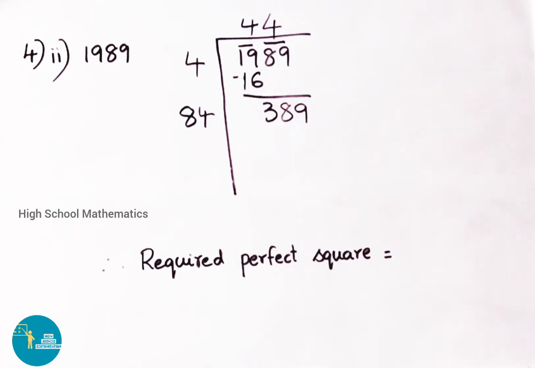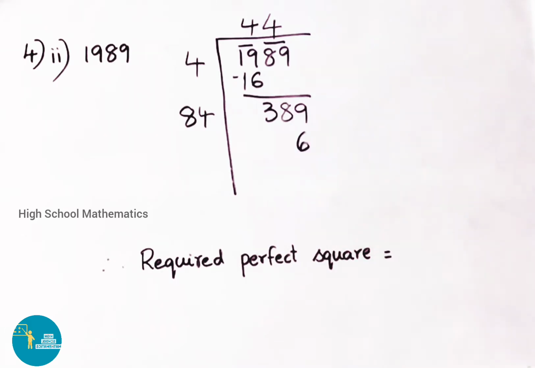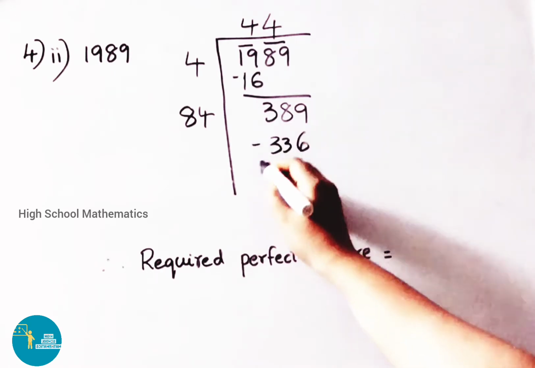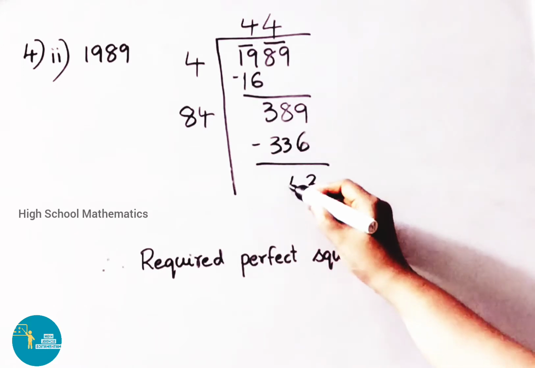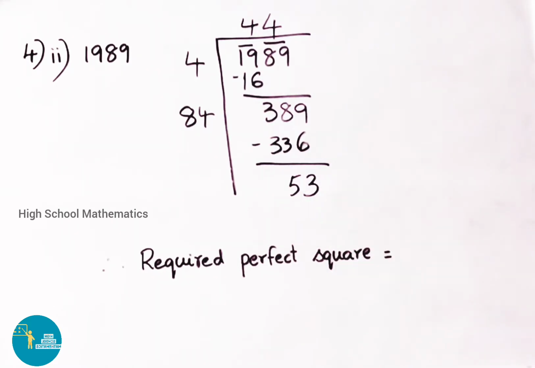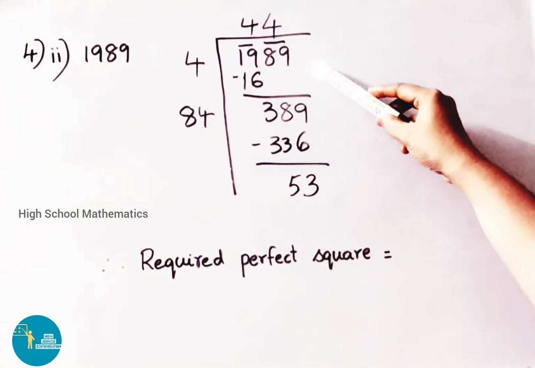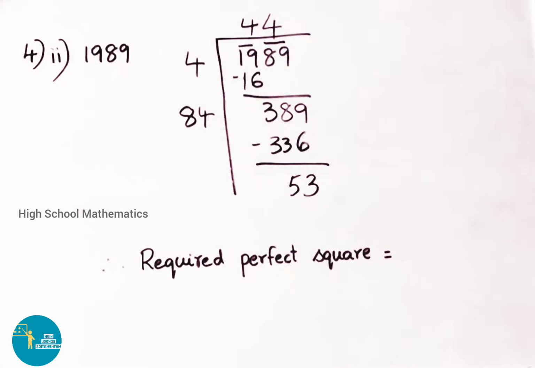84 into 4, now we have to write. 4 4s are 16, so 6 carry 1. 4 8s are 32, 32 plus 1, 33. Now we have to do subtraction. 9 minus 6, 3. 8 minus 3, 5. So we got here remainder 53. Clearly we can understand that 44 square is less than the given number 1989 by 53.